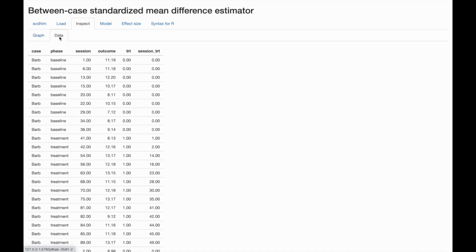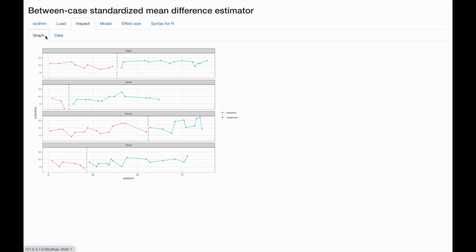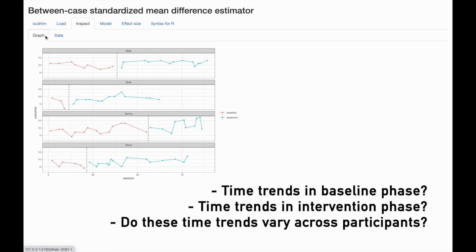The graph displayed on the Inspect tab is also useful for purposes of assessing what model to use for estimating the design comparable ES. The model choice involves deciding a couple of things, including whether to include time trends in the baseline phase, whether to include changes in time trends during the intervention phase, and whether the time trends and other aspects of the model are similar across participants or vary from participant to participant.